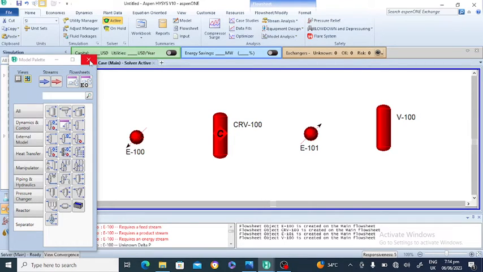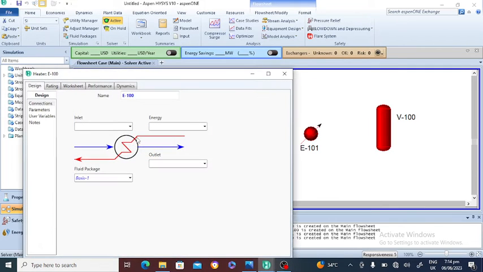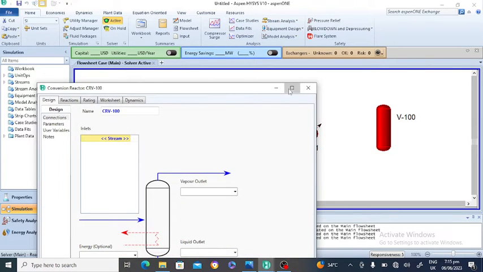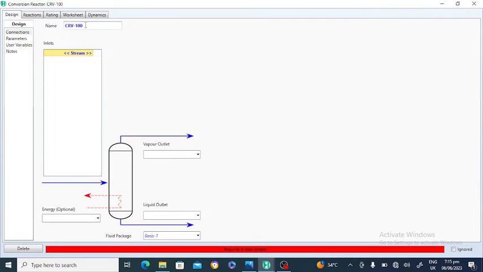Now click on the heater. This is the inlet, this is the feed, and this is the product, and here we put the energy stream. Then the product from the heater will go to the conversion reactor. Click on the conversion reactor. You can change the name, but I am not changing it.